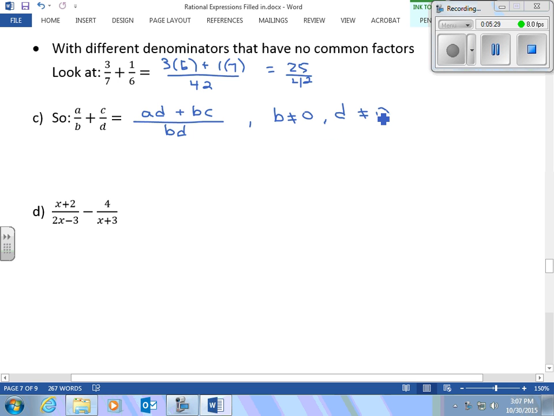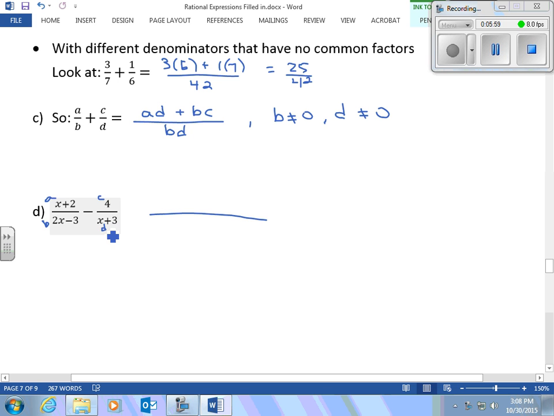So remember, this nice quick method only works if the denominators do not have any common factors. Okay, so if you look at question D here, everything is in factored form already. So you can see that the denominators don't have any common factors. So that means our new denominator will be, think of this as our A, this is the B, this is the C, and this is the D.